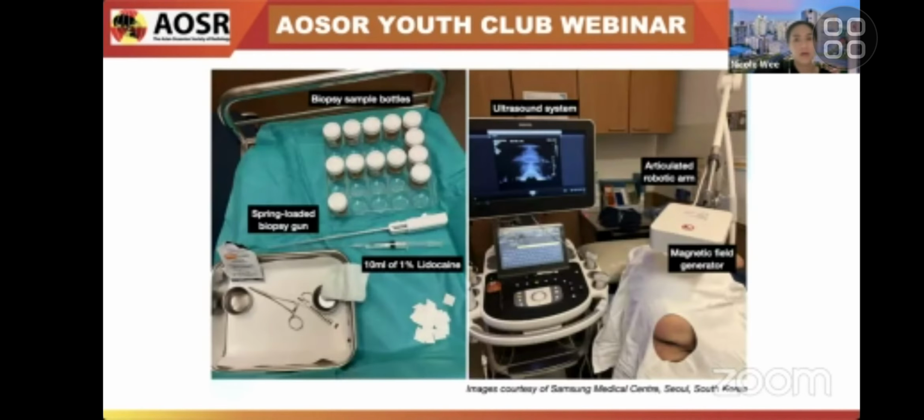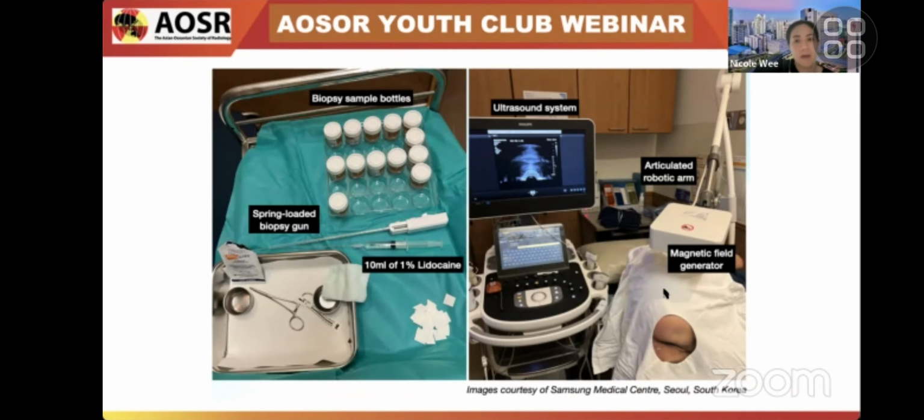Here, I have the setup of how it looks in the procedure room. The image on the left shows the necessary equipment needed to conduct the biopsy, predominantly the local anesthesia as well as a spring-loaded biopsy gun. The image on the right shows the ultrasound workstation and articulated robotic arm. The mechanism can differ from vendor to vendor, but for this particular image, the articulated robotic arm contains the magnetic field generator.